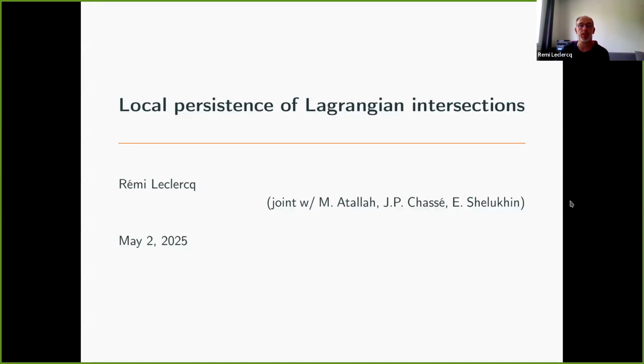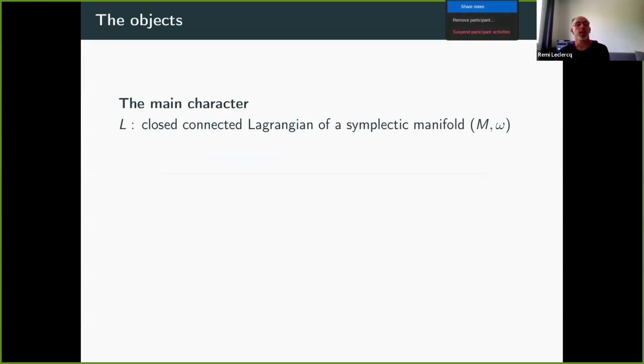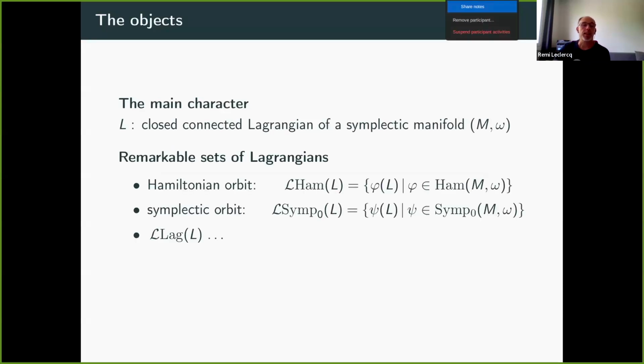So let me now explain the problem. The main character will be a closed connected Lagrangian L of a symplectic manifold, and the symplectic manifold can be closed or open. We don't require anything there. And then we're going to be interested in some remarkable sets of Lagrangians.